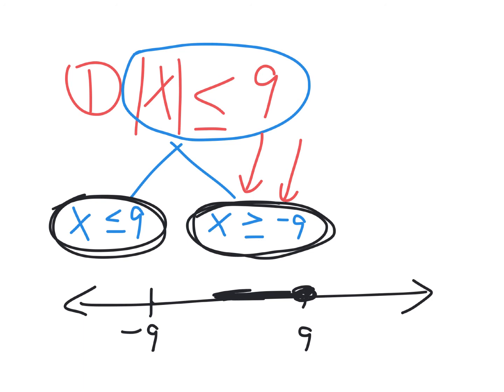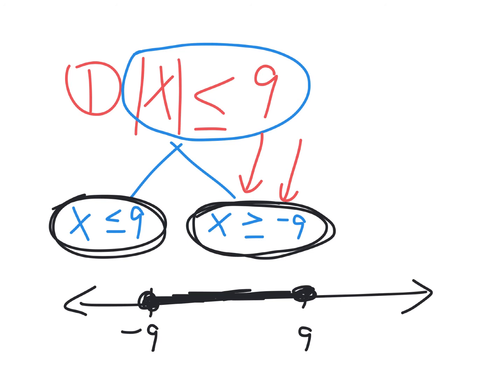Here's negative 9. Could be equal to that. Could be bigger than that. And do you see that the shadings kind of meet together? And there's my answer. That means any answer between negative 9 and 9 would have worked. 0 would have worked. 1, 2, 3. A lot of things between negative 9 and 9 would have worked.